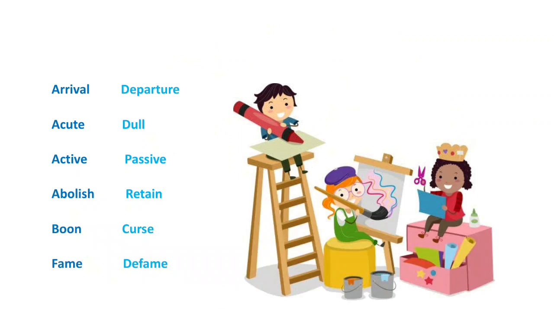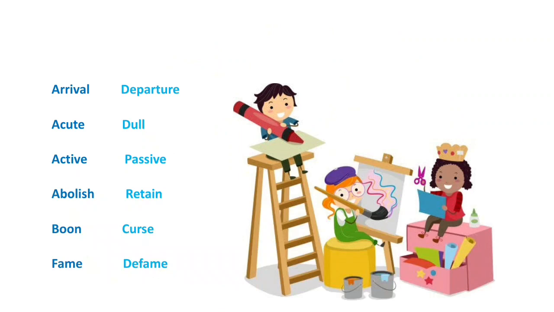Next we have acute, dull. Acute means pointed, very sharp, and dull means blunt. A knife or sword's edge is said to be acute if it is very sharp, and it is said to be dull if it is not sharp, if it is blunt. Next we have active and passive. Active is somebody who is very energetic and quick, and passive means somebody who is very idle and slow.